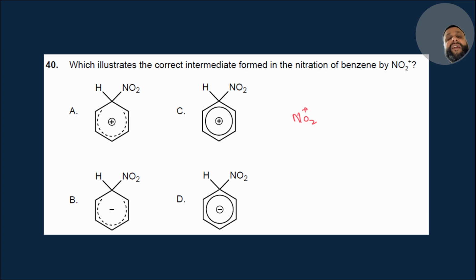So what we're looking for here is a carbocation. Let's narrow down our choices. So B and D we can eliminate straight away. And we're looking for a ruptured ring. So the benzene ring will be ruptured and have a positive charge. Hence A is the correct answer.